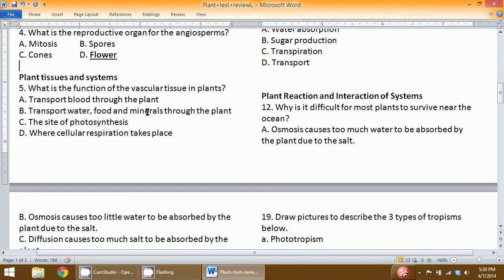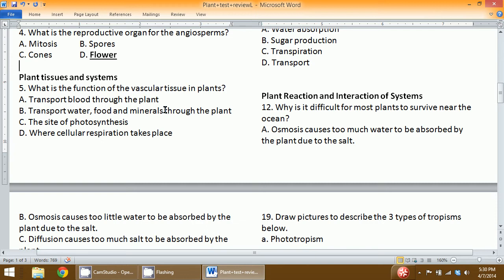Okay, so K classes, you're now going to see there's a little bit of a difference between your version of the test review and the L version of the test review. I will go through the correct answers, and then I will talk about a few more details that are primarily aimed for the K classes.